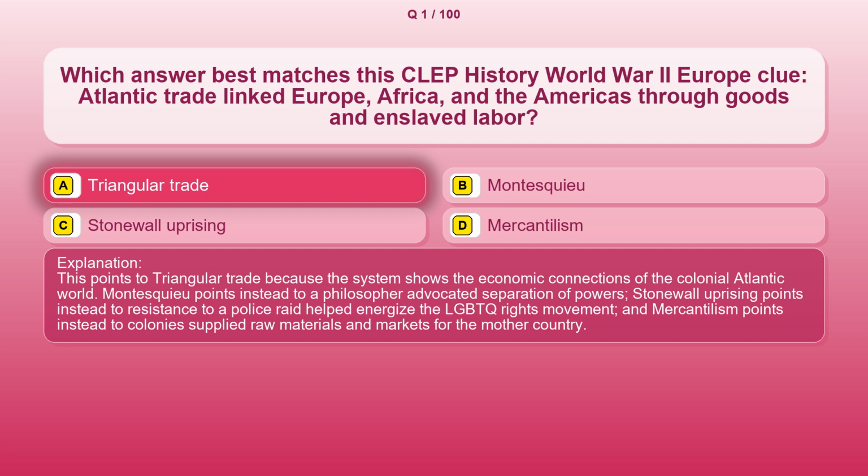Montesquieu points instead to a philosopher who advocated separation of powers. Stonewall Uprising points instead to resistance to a police raid that helped energize the LGBTQ rights movement, and mercantilism points instead to colonies supplying raw materials and markets for the mother country.